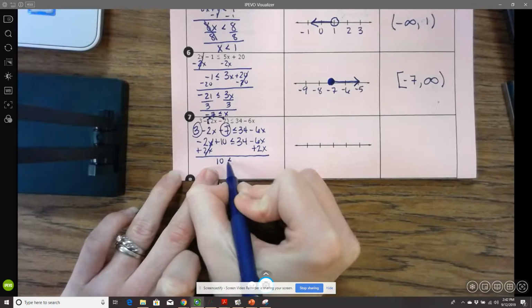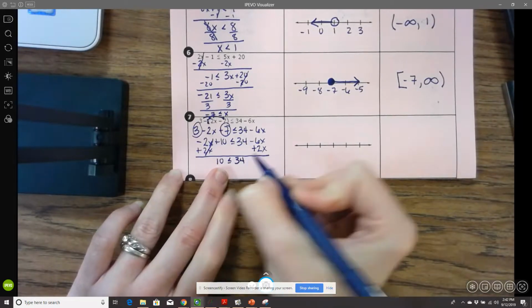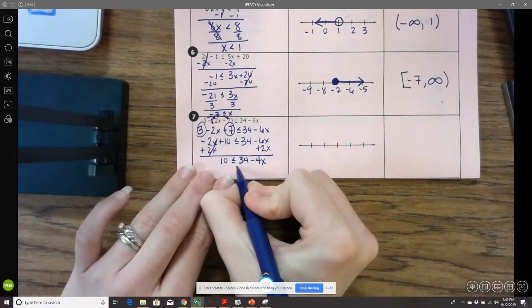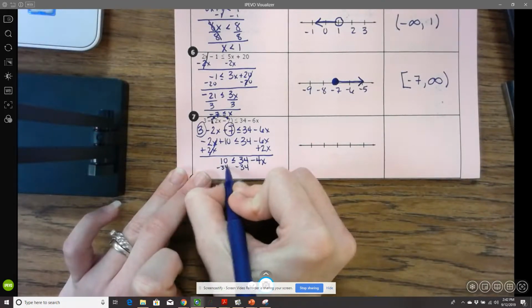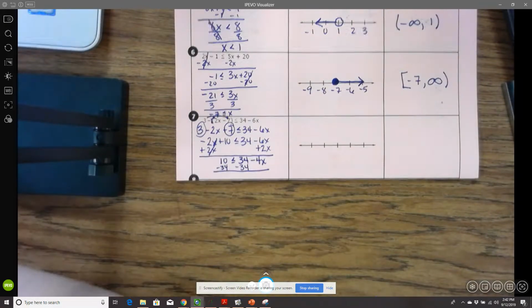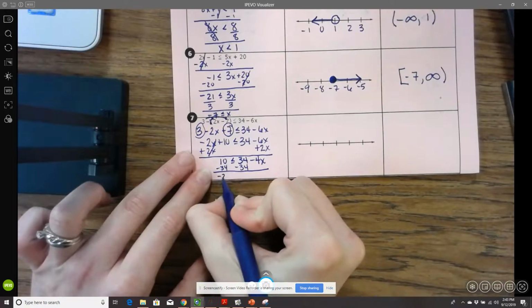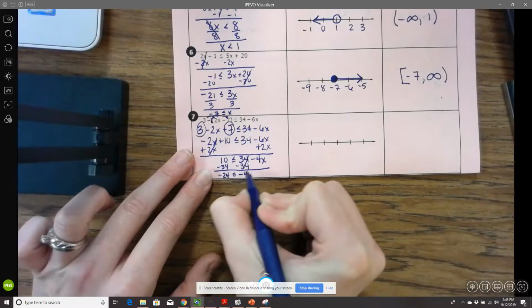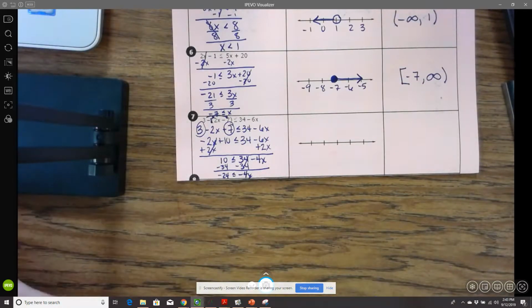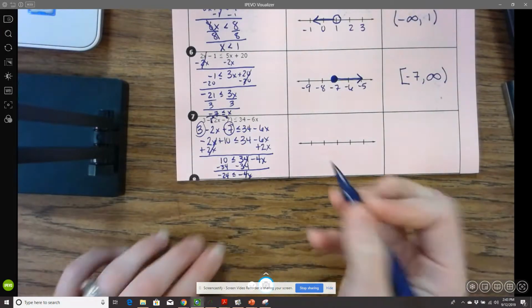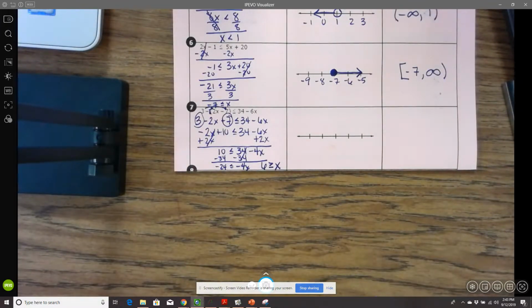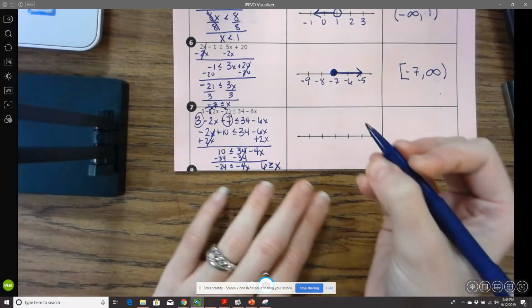So we'll have 10 is less than or equal to 34, and then this will be minus 4x. So we can subtract the 34 from both sides. Sorry, I'm running out of room. So 10 minus 34 would give me a negative 24 and a negative 4x. So now remember, if we divide by this negative 4, my sign is going to flip. So I would get a 6 is greater than or equal to x.